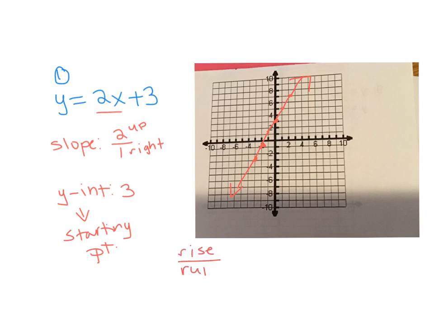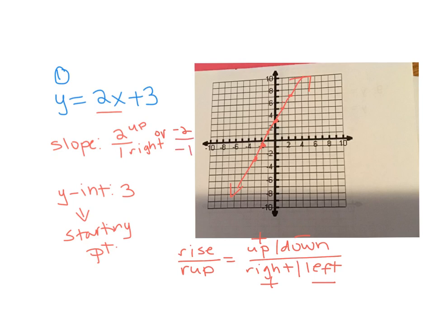Rise over run. Remember, it's either up or down, and it's either right or left, depending on the sign of the numbers. Up if it's positive, down if it's negative. Right if it's positive, left if it's negative. So this one was 2 over 1, or when we went in reverse, we went negative 2, negative 1.